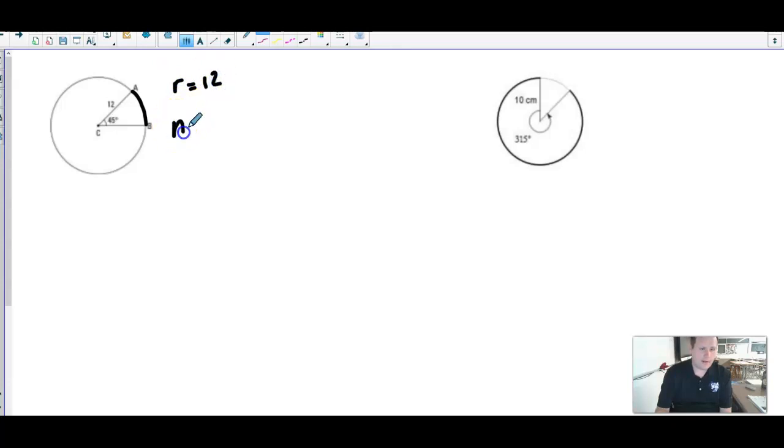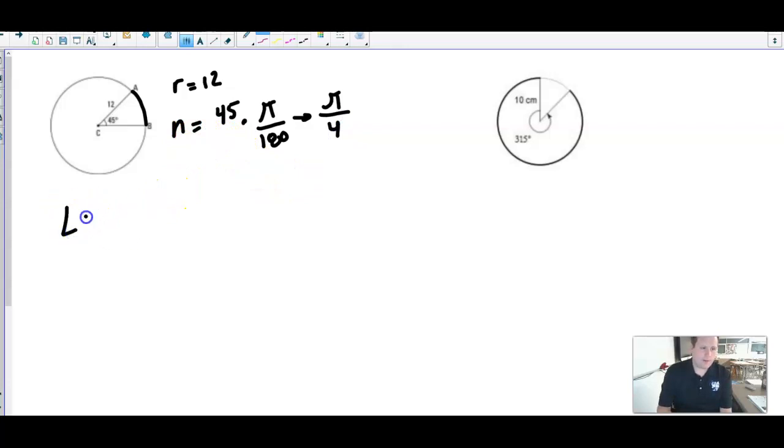My n, I've got a degree measurement, 45. If you remember, I need to convert that, so I'm going to multiply 45 by pi over 180. And we want to leave it as a fraction, so I simplify 45 over 180, which gives me 1/4. So n is pi over 4.